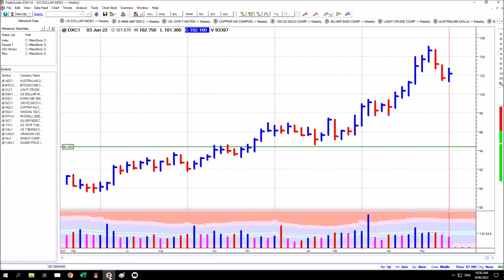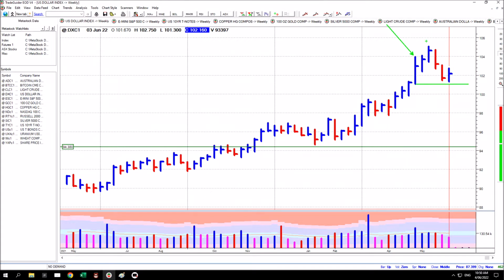The first chart is the US dollar index, as it is always. It plays such an important part in so many of the other instruments in the market. You need to look at this one first to understand what's really going on. Now, this is the most dominant bar at the moment, and the lows of this bar are important.